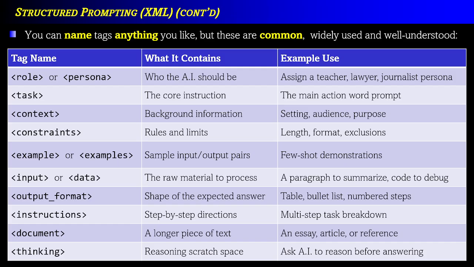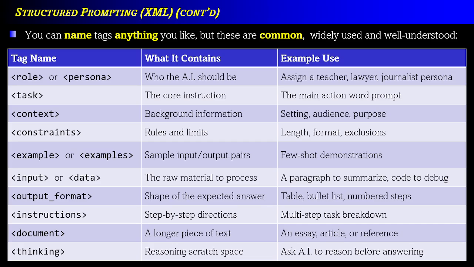A tag like context gives you background information. It provides setting, audience, and purpose. A tag like constraints gives you rules and limits, and it's used for length and format and exclusions. A tag like example or examples, don't have to be specific, provides you with sample input-output pairs, and it can be used for few-shot demonstrations. Tags like input or data give you raw material to process, and it can be used for paragraphs to summarize or code to debug.